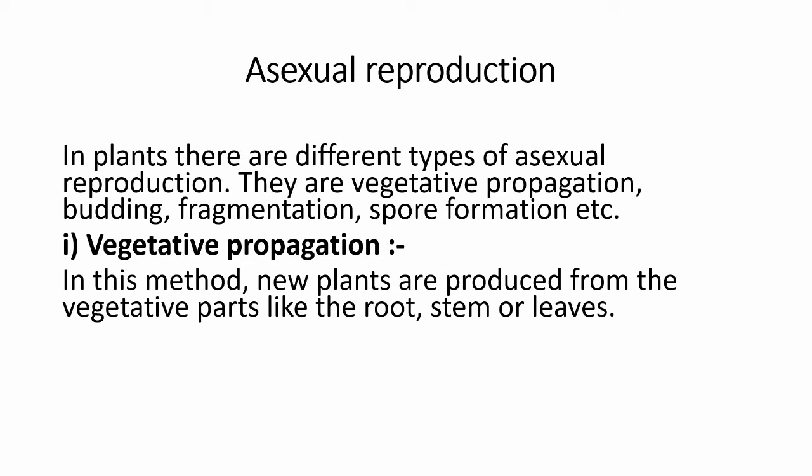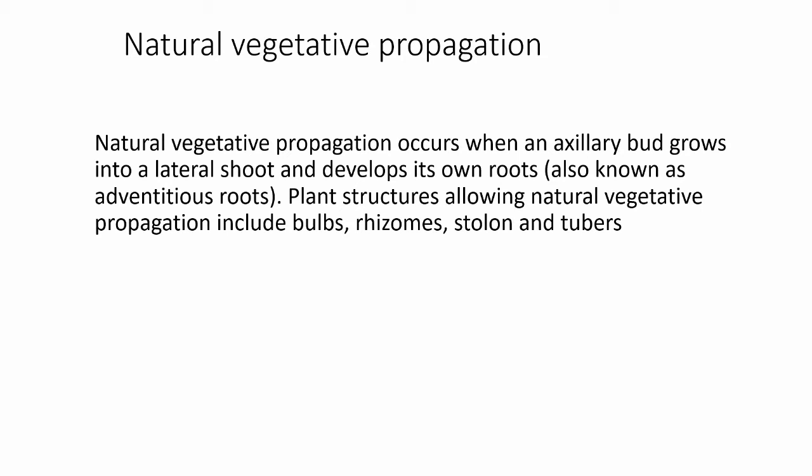In this method, new plants are produced from the vegetative part of the parent plant, such as part of the root, part of the stem could be used, or the leaf to produce young ones. And we have different types of vegetative propagation. We have the natural vegetative propagation and we have the artificial vegetative propagation.